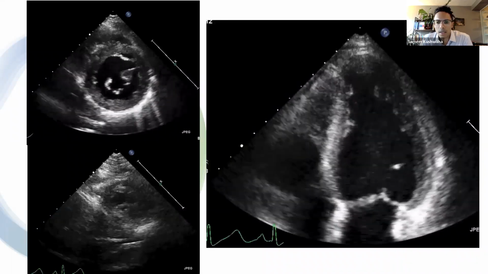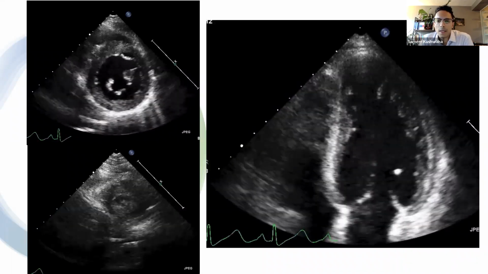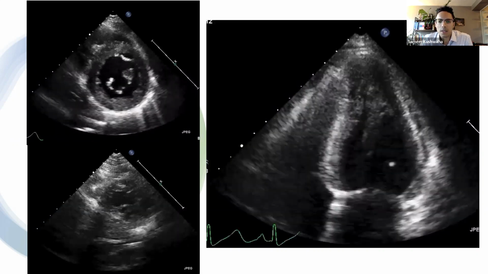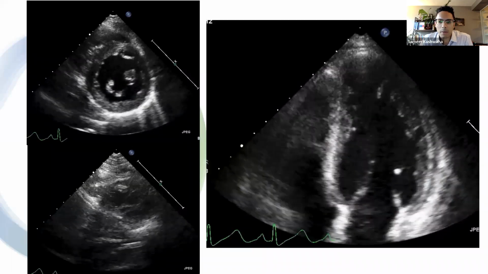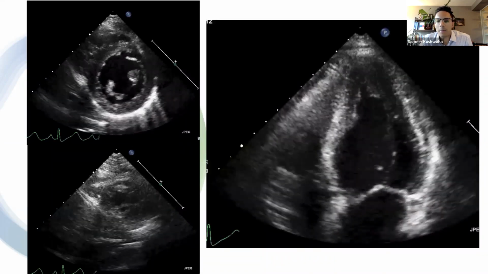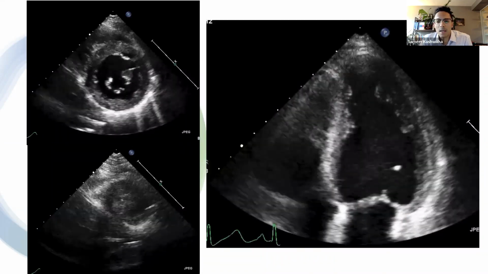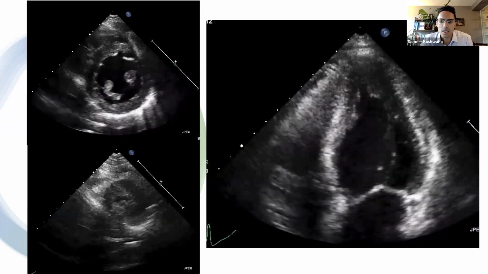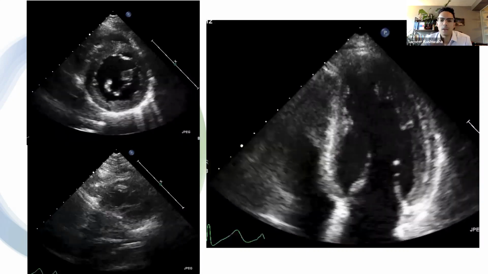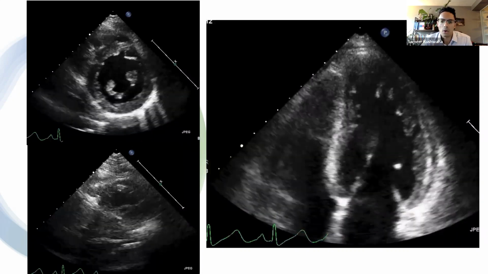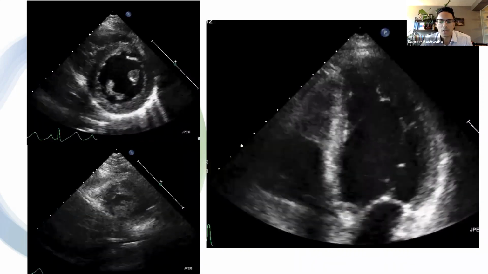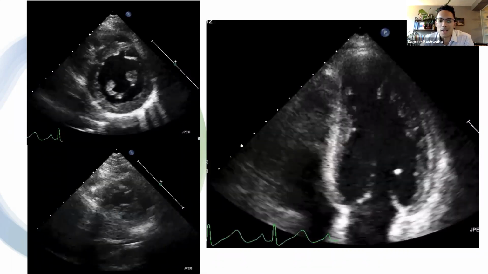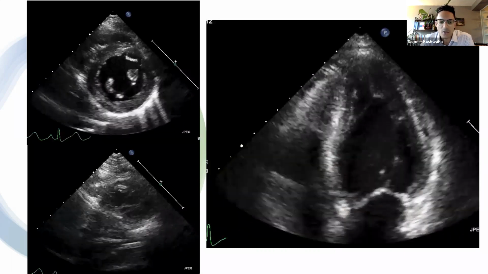And so this echo was taken in a young woman who had sustained an intracranial hemorrhage. And the diagnosis was made of stress-induced cardiomyopathy. Now, stress-induced cardiomyopathy is classically described as this Takotsubo syndrome, which characteristically has apical akinesis or dyskinesis, whereas here we see the opposite finding with a normal or hyperdynamic apex and a dysfunctional proximal portion of the left ventricle, which is also known as reverse Takotsubo.